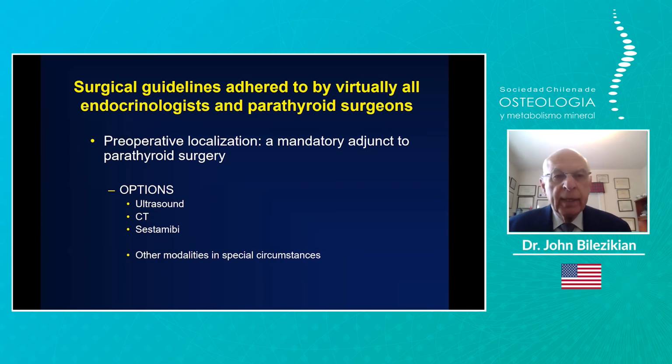Those individuals who meet surgical guidelines and are going to have surgery are most of the time going to have preoperative localization. And I list here the various preoperative localization approaches. There's a more recent one that has been developed, and we use it at Columbia quite often, and that is four-dimensional CT. But it kind of depends where you are. Ultrasound can be helpful, CT, sestamibi with SPECT imaging, there's PET imaging.